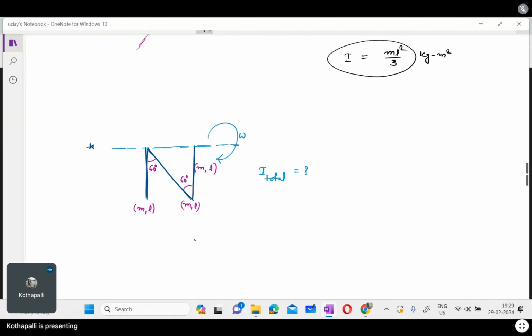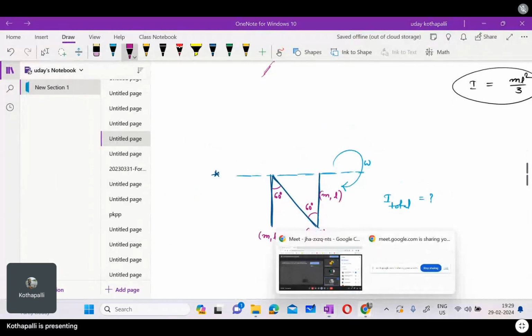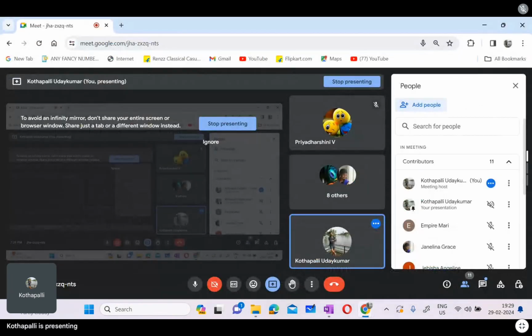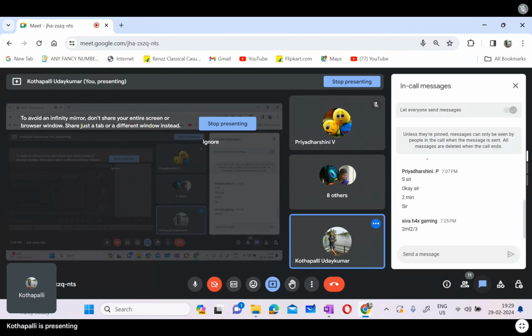Anybody got the answer? 2 ML square by 3. What is this for? Is it for the previous question? Wrong.